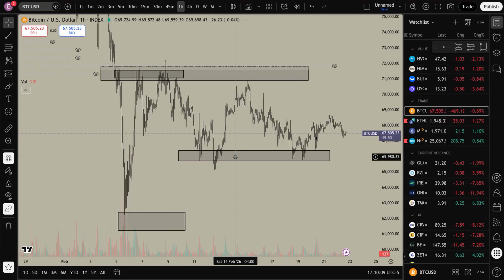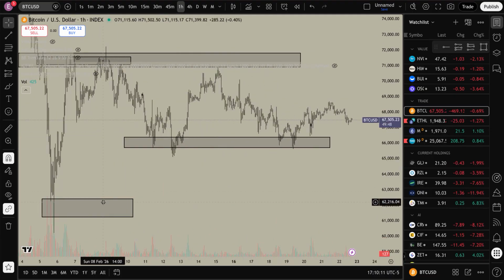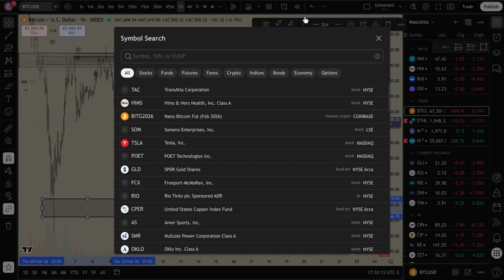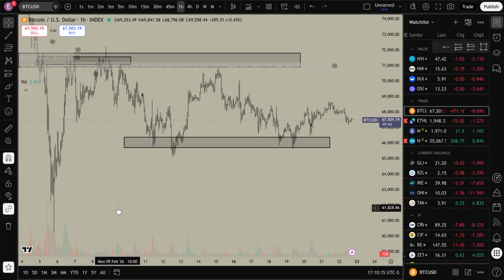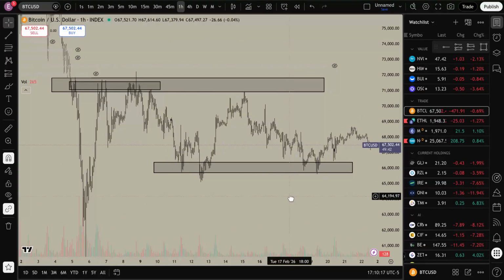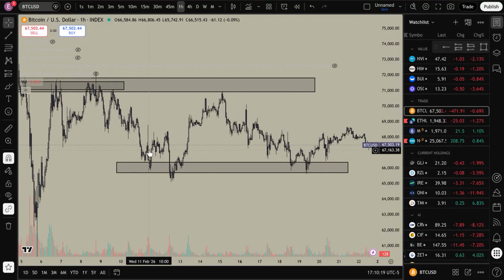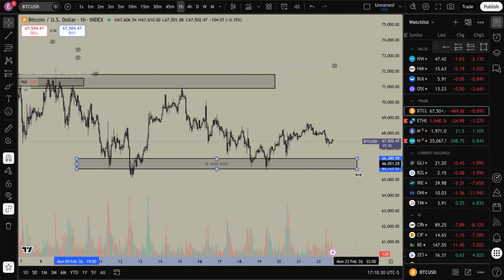All right, so first things first, I want to show you guys the clear level of support that I marked out. As you can see, price tapped it, saw a bounce, tapped, saw a bounce, tapped, saw a bounce, and now we're kind of just floating around the zone.